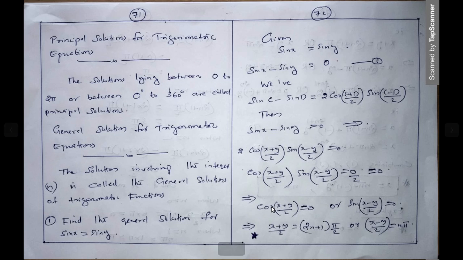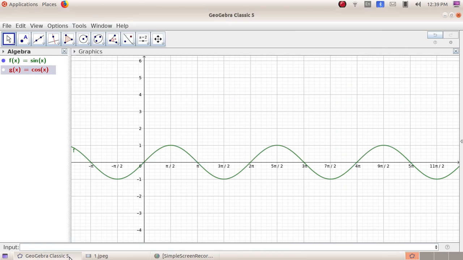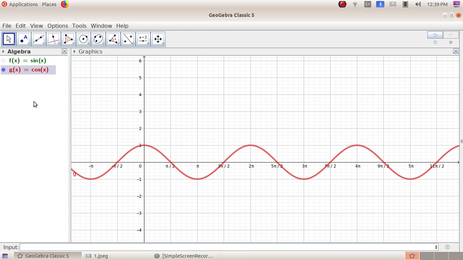Let us see the graph of cos x. This is the graph of cos x, where g of x is equal to cos x. This graph cuts the x-axis at pi by 2, 3 pi by 2, 5 pi by 2, 7 pi by 2, and so on, the odd multiples of pi by 2. Pi by 2 means 90 degrees, and 3 pi by 2 means 3 into 90, that is 270 degrees.